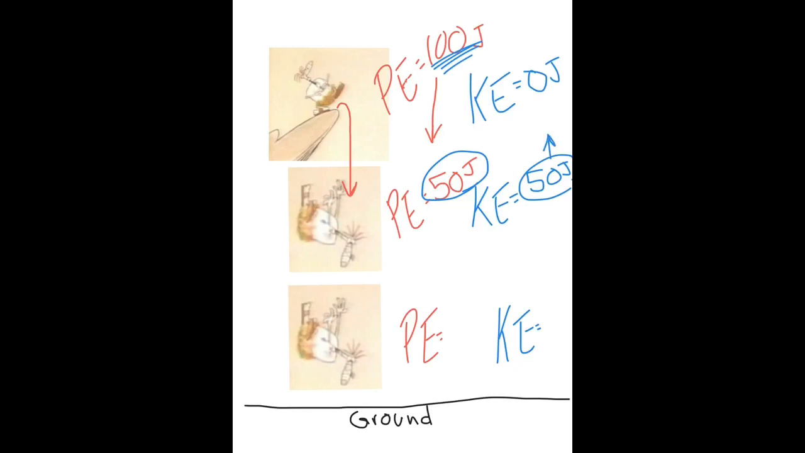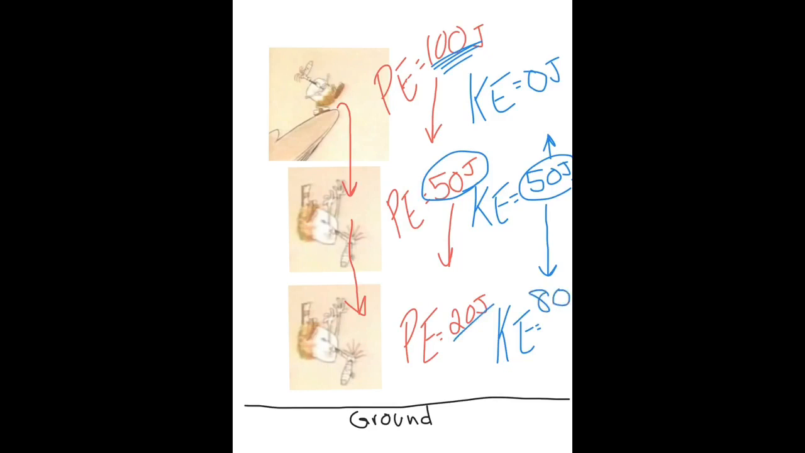He's accelerating. As he continues to fall, however, he's still losing his position. So we'll say that 50, that's going to go down too. Let's say it goes down to 20 joules. Okay? So what do you think his kinetic energy would be? Because he's going to be speeding up as he falls. Well, if energy cannot be destroyed, just transformed, then 20 plus what would be 100, which is what we started off with. It would be 80.